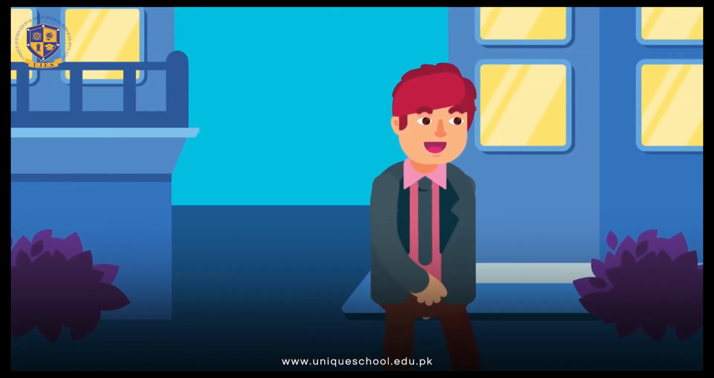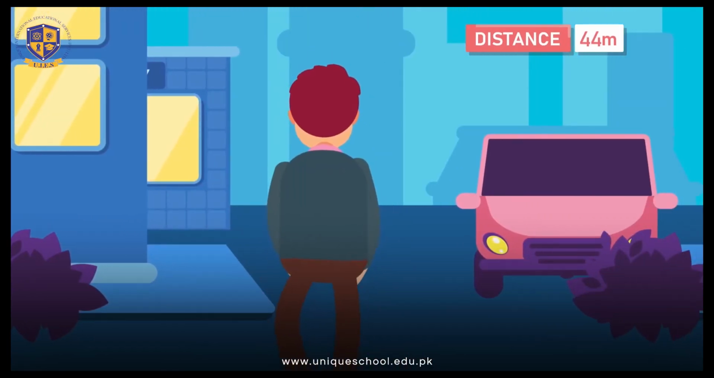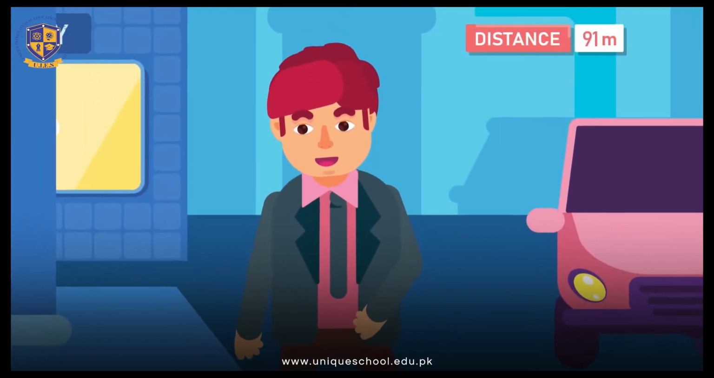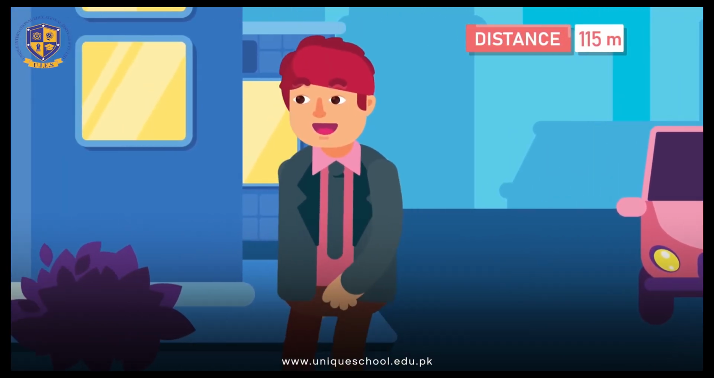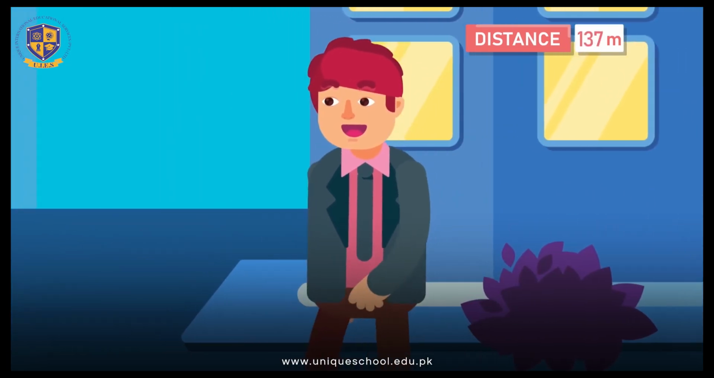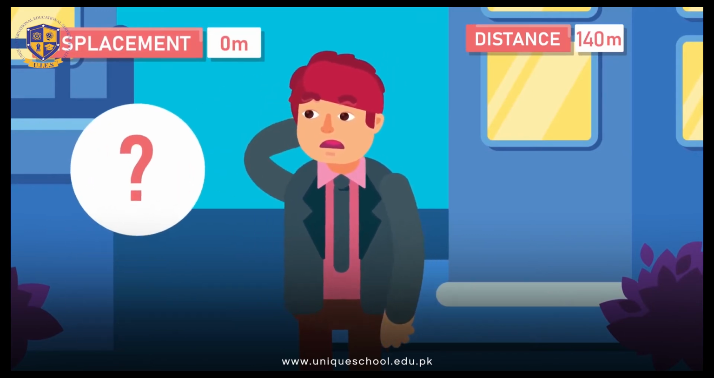If we want to know the traveled distance of going to the market and coming back, we will need to sum up the numbers. 40 meters plus 30 meters, plus another 30 meters going back, plus 40 meters to home, for a total distance of 140 meters. Whereas the displacement will be 0. Can you tell us why?